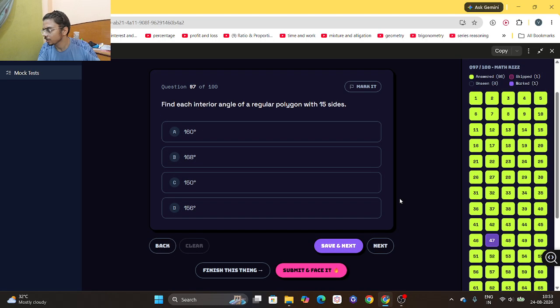Angle of a polygon, n minus 2, n into 180 upon 2n.